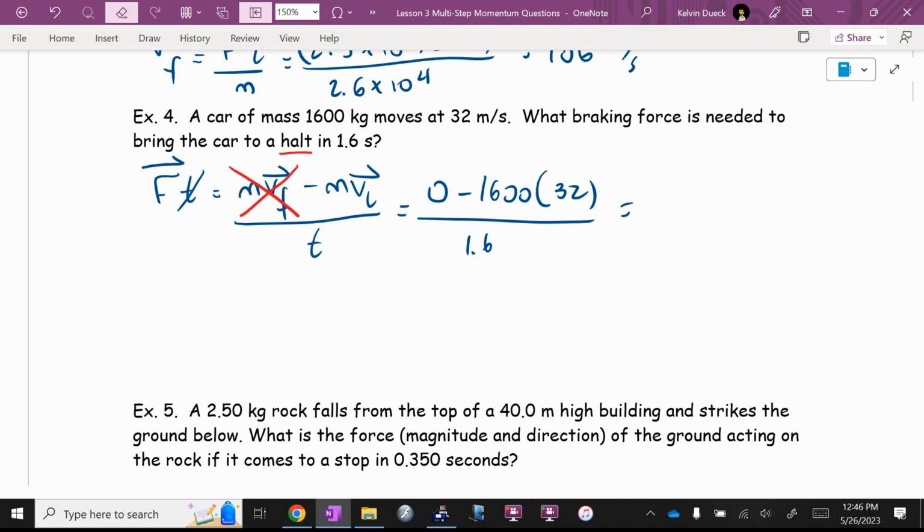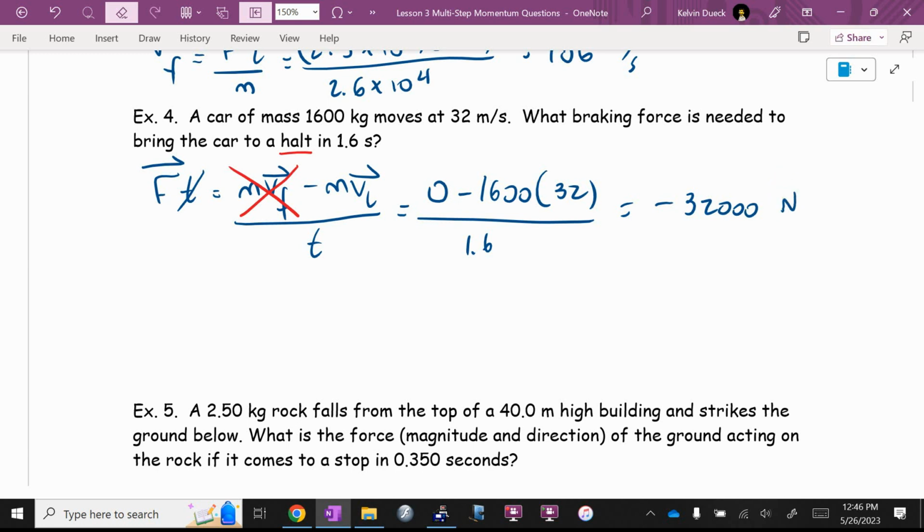Maya, what'd you get? That's just my way of making sure you start typing. It's really my way of saying when you get the answer, call it out. Is it negative 3,200 or is it negative 32,000? I think it's negative 32,000 is what I'm getting in my head. Units, it's a force, newtons.